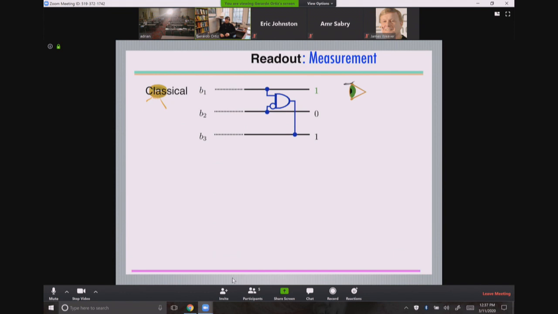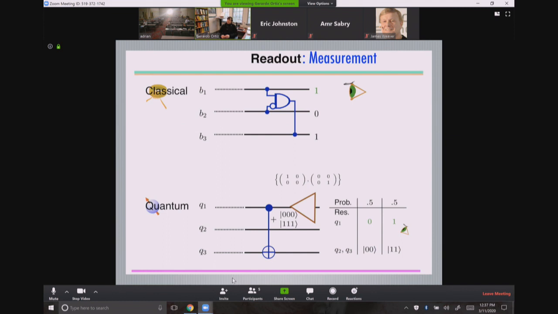Classically, we do not worry too much about the readout. Okay, so classically, if at the very end of this evolution process we have a string 1, 0, 1, and we try to measure the first bit, for example, here, if it's a 1, I am going to see a 1 with probability 1. Essentially, there is no need for any kind of theory of measurement because it's deterministic. Okay. Now, quantum mechanically is a completely different animal.